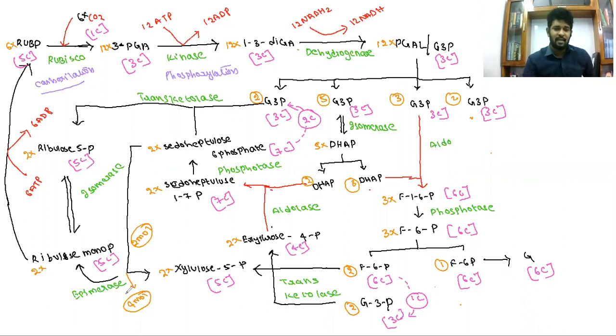After the phosphorylation, this 1,3-diphosphoglyceric acid is hydrolyzing. So what happened? NADPH2 is added here. 12 molecules of NADPH are added here because 12 molecules are there. So 12 NADPH.